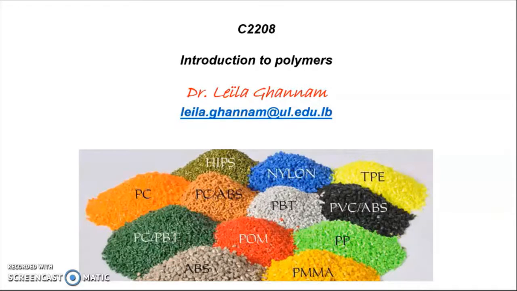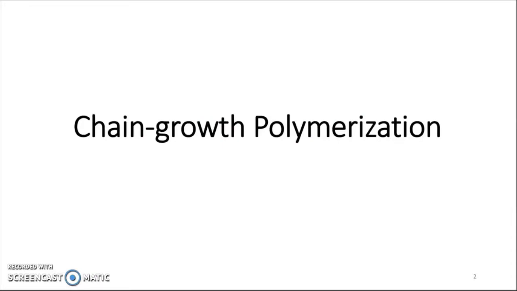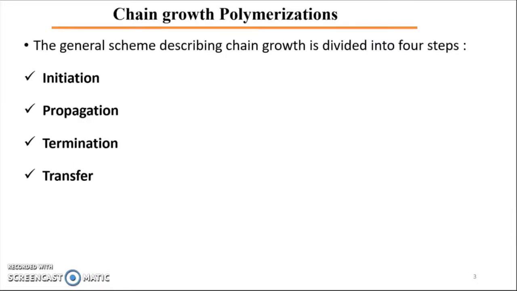Hello everybody, today we'll continue the chain growth polymerization and we'll continue the description of different steps. As I said before, we have 4 steps for chain growth polymerization: initiation, propagation, termination and transfer. And now I will continue with the propagation after talking last time about the initiation.